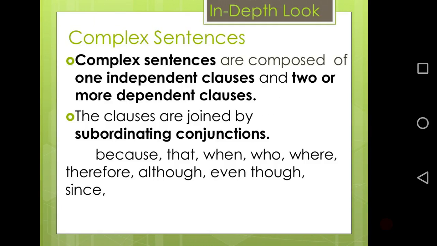Complex sentences are composed of one independent clause and one or more dependent clauses. The clauses are joined by subordinating conjunctions like because, that, when, who, where, therefore, although, even though, since. Because is equal to for; it talks about a reason. That introduces a noun clause. I think that he is a good man.